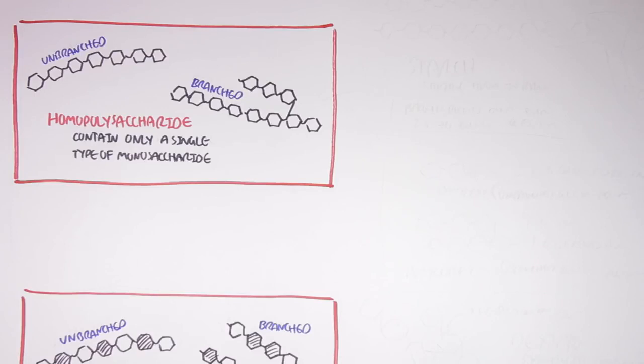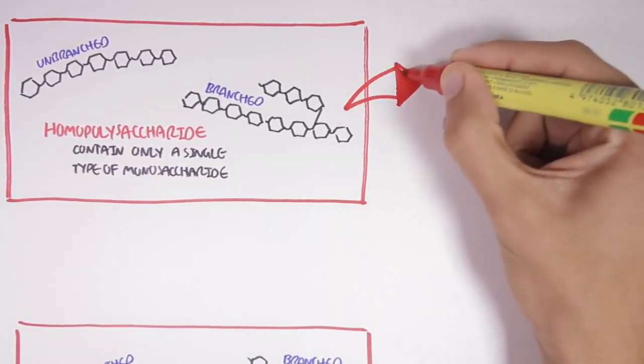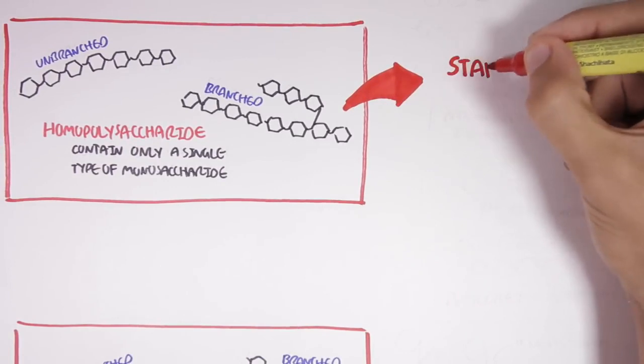In this section of the video, we won't focus on heteropolysaccharides, but we will look at homopolysaccharides. Because homopolysaccharides serve as storage forms of monosaccharides in both humans and plants, and even bacteria. So they're very, very important. So let's look at some examples of homopolysaccharides.